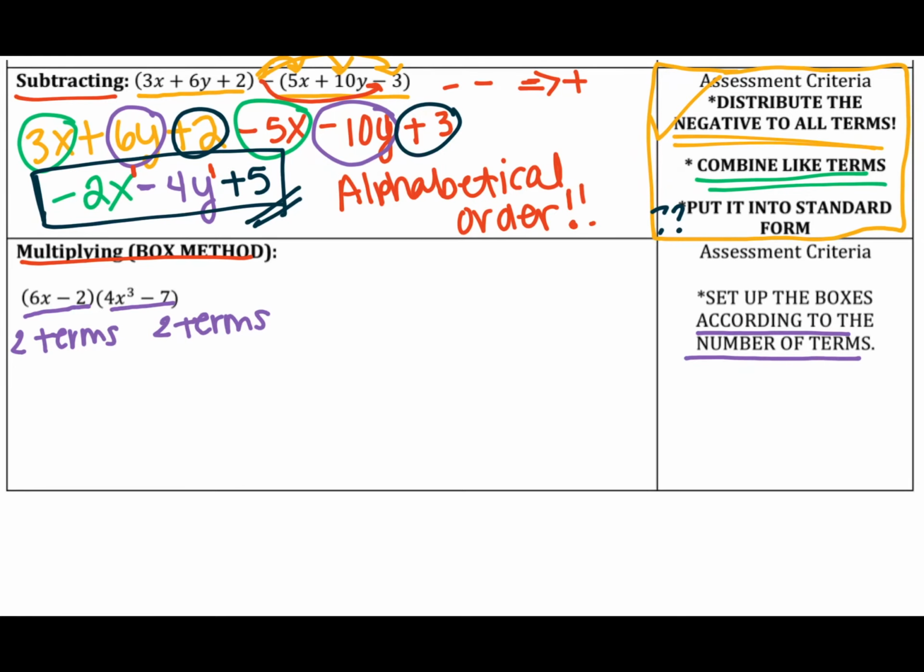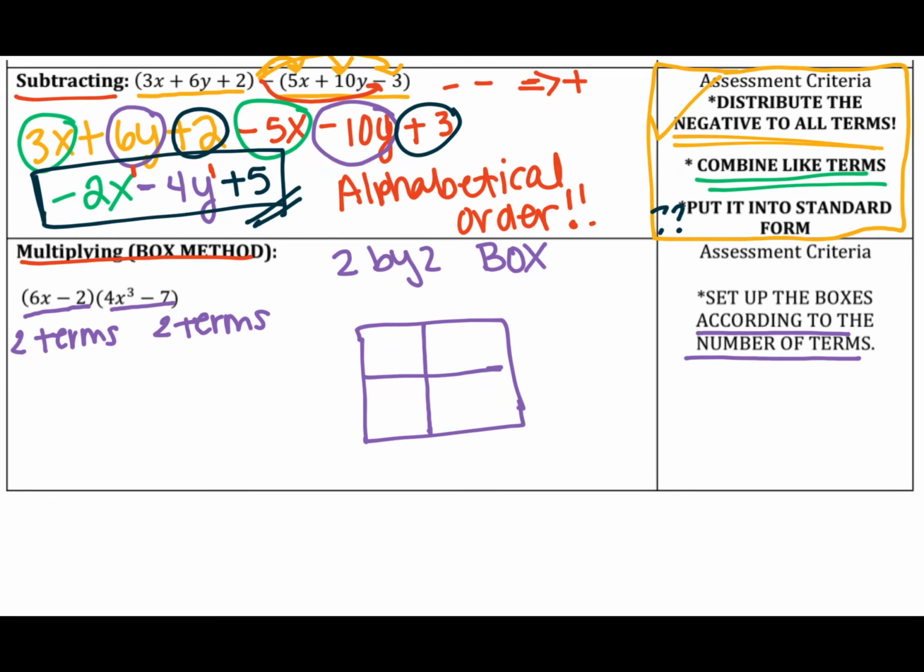So what are we going to do? We're going to create a box. We're going to create a 2 by 2 box. Let us do that. Multiplying is pretty cool. I love setting up the box method. And with this, we're actually going to line up, right? The first polynomial can either go on the top or the side. But I'm just going to put it at the top, and each term will correspond with each box. And then we're going to take the second polynomial that we're multiplying and line that up on the side.